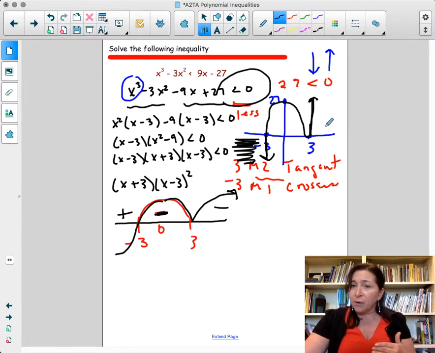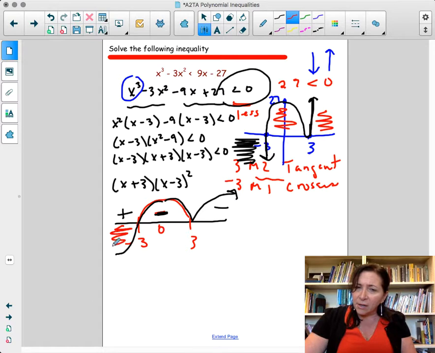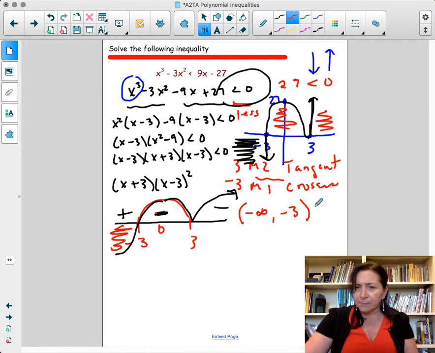So over here and over here are positive. So those values are high, right? That's not less. It's asking me, where is it less than 0? So it's less than 0 down here. So it's less than 0 from -infinity to -3. And that's my answer, done.